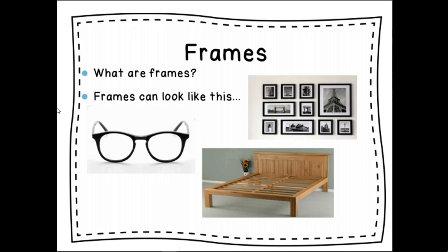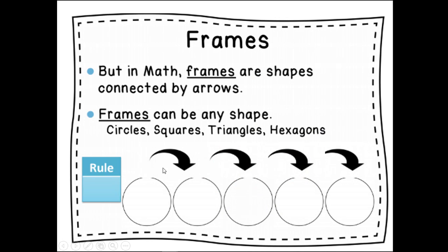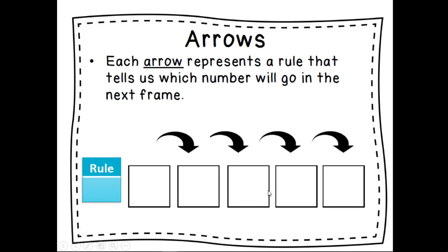When we're talking about frames in math, we are not talking about a bed frame or a picture frame or the frame of a pair of glasses. We are talking about the shape that has a rule applied to it and continues on to the next number. So the frames, in this case, are circles. They can be any shape, and they are all connected by arrows. So when we're talking about arrows, the arrows actually represent the rule that is given to you in the front of the problem. Sometimes there's a rule in the box, sometimes there isn't.